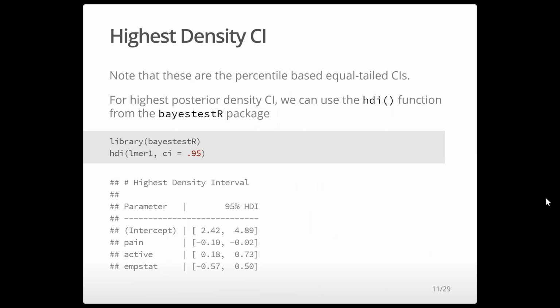We could also get the highest density confidence interval. This is definitely going to be more appropriate for variances. Here I only printed out the fixed effects. I can't figure out how to get at this for the level 1 residual. You can get it for the level 2 residual, but here by default it just prints out the fixed effects, which for symmetrical distributions is almost never going to be different from the equal-tailed credible interval, but it will for non-symmetrical distributions like variances.